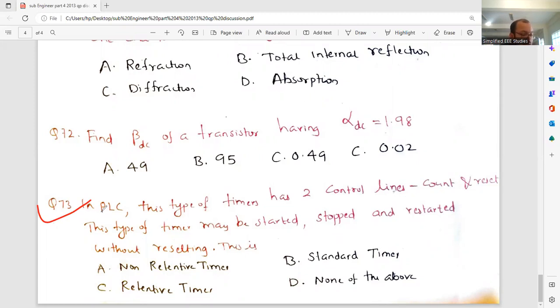It's available already there. So PLC timers are off delay timer, on delay timer, and retentive timer. Here, in this context, this type of timer has two control lines, count and reset. This type of timer may be started, stopped, and restarted without resetting. This type of timer is known as a retentive timer. You can go ahead with option C.